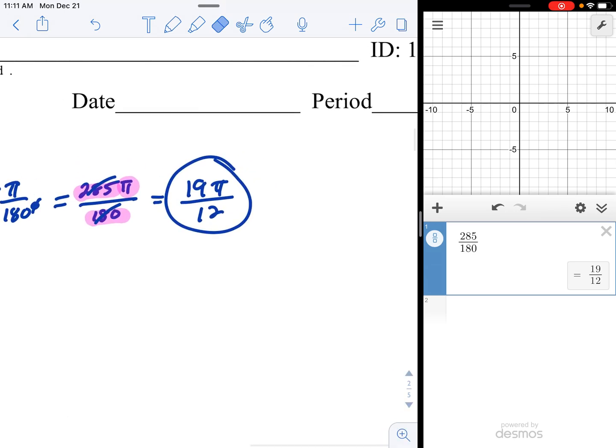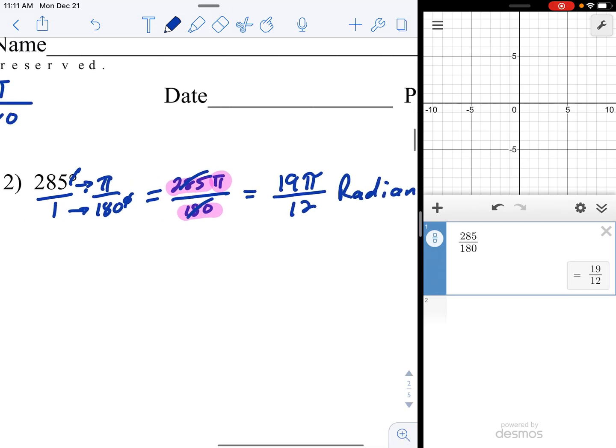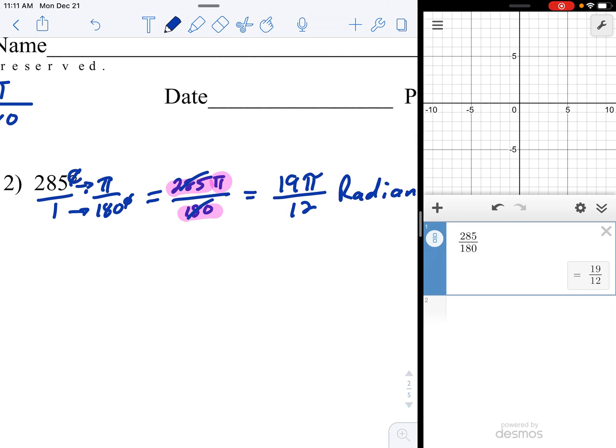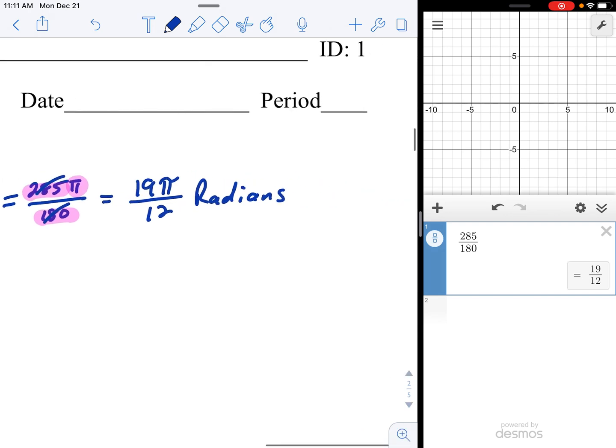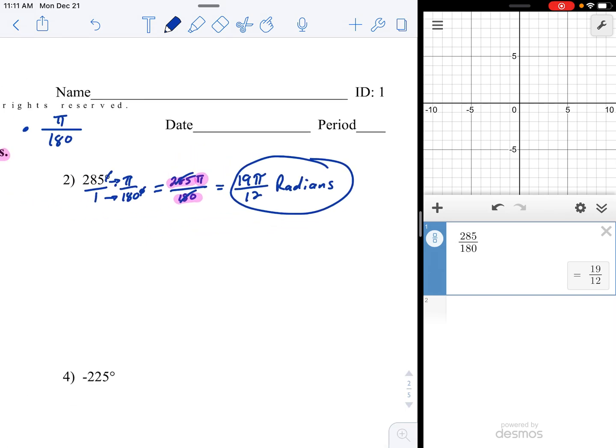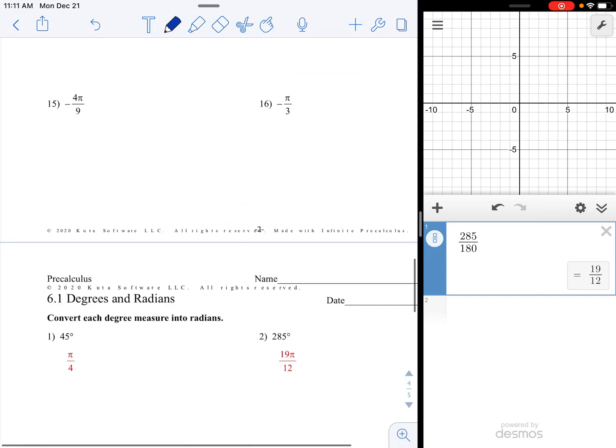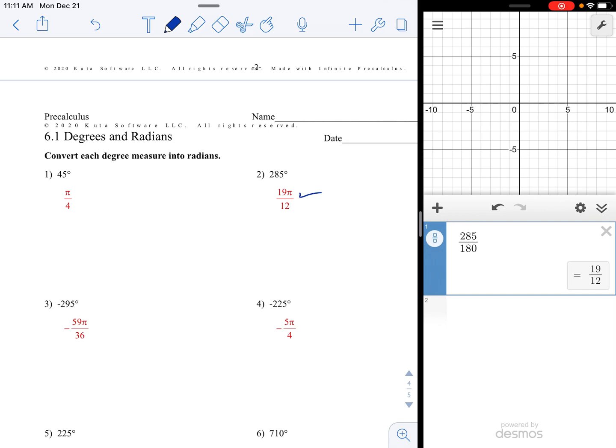Now, technically we converted to radians. I want to make that pi symbol look a little better. So you'd say it's 19 pi over 12 radians. You know, we always label our answer, right? You put an angle in degrees, you have to put the little degree circle there. I mean, it's required. So the answer here would be 19 pi over 12 radians. Well, let me go down and check the answer for number 2, and there it is.